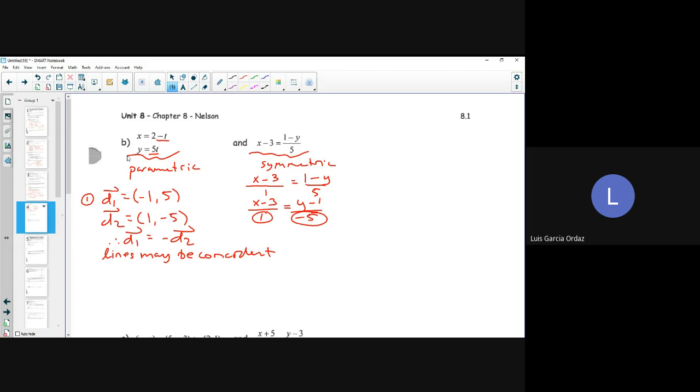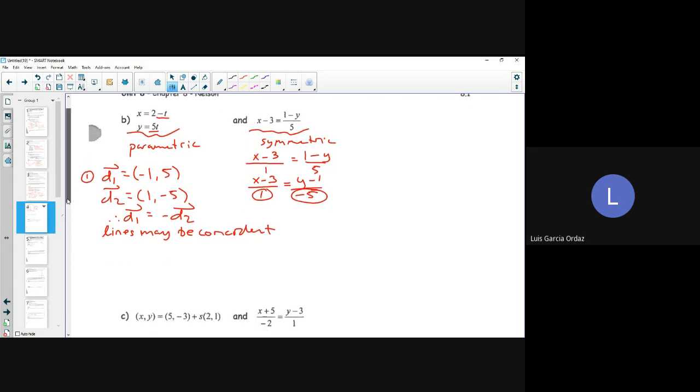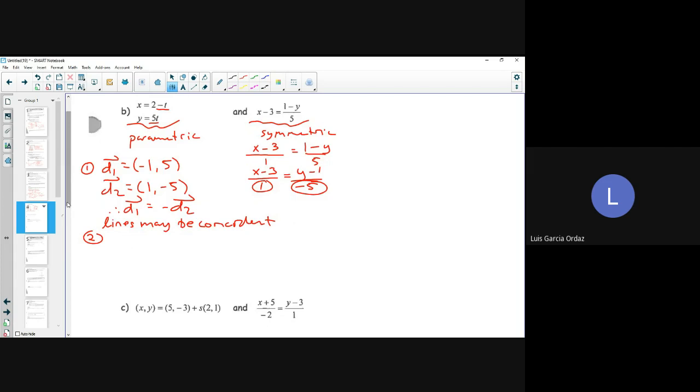Now I need to prove if any of these points lie on each other's line. So I'm going to check the point from number 1. This can be written as plus 0, so I got my x is 2 and my y is 0. Again, this is line 1 and this is line 2. I'm going to sub in (2, 0) for line 2.